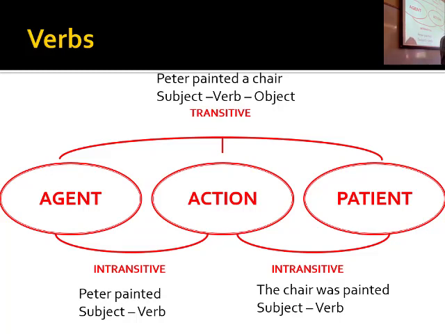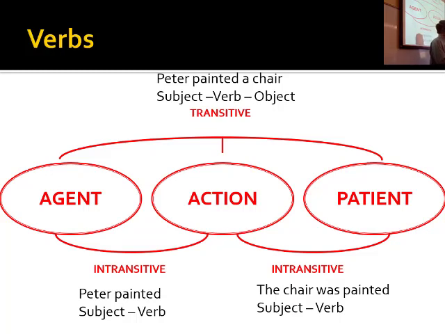these are transitive verbs. So when a verb has an agent, somebody who does the action, and a patient, something or someone at whom the action is directed, that's a transitive verb. So Peter painted a chair. So Peter is the agent. Peter painted something, a chair. That's a transitive verb. Now imagine that Peter painted for a week. Peter had a painted face.